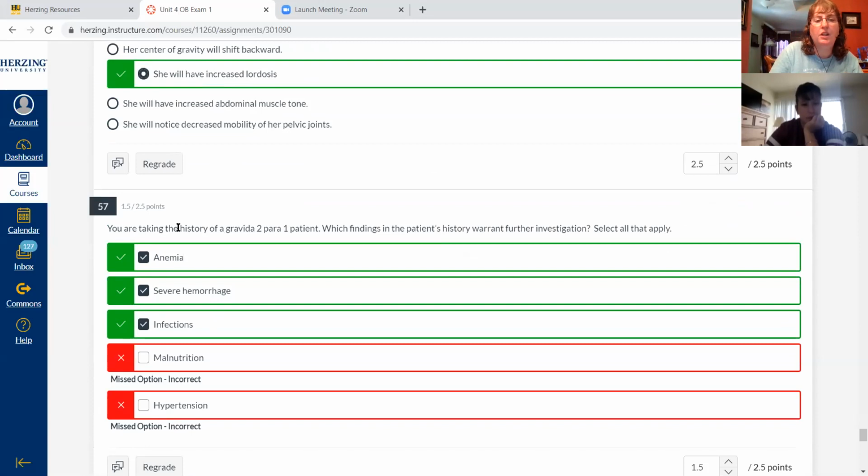All right, and then you're taking a history of a Gravida 2 Para 1 patient, which finding in the patient's history warrants further investigation? This is like what we talked about when people first go to the doctor after they find out they're pregnant, and you do a big history with them to get their background and everything. If someone told you they had a history of hypertension and all of these things, you would want to look further into them to make sure it's not going to be an issue in the future. So anemia, severe hemorrhage, infections, malnutrition, and hypertension, all of them. Okay.